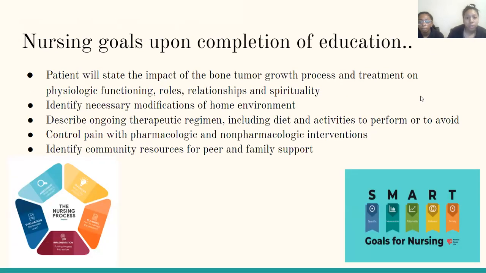So some of the nursing goals upon completion of education, we want the patient to state the impact of the bone tumor growth process and treatment on physiological functioning, roles, relationships, and spirituality. We want them to identify necessary modifications of the home environment. We also want them to describe ongoing therapeutic regimens, including diet and activities to perform or to avoid. We want them to control pain with pharmacologic or non-pharmacologic interventions, and we want them to identify community resources for peer and family support.